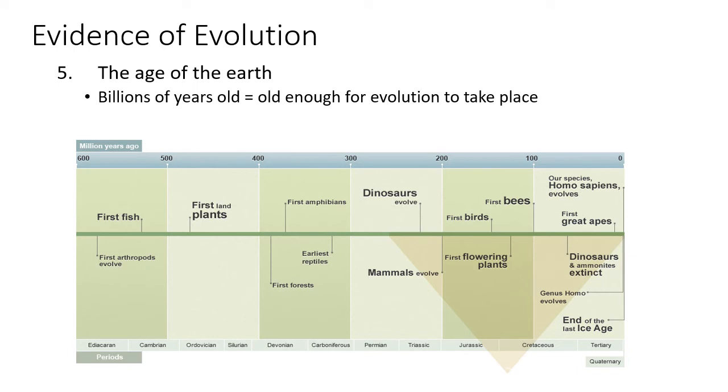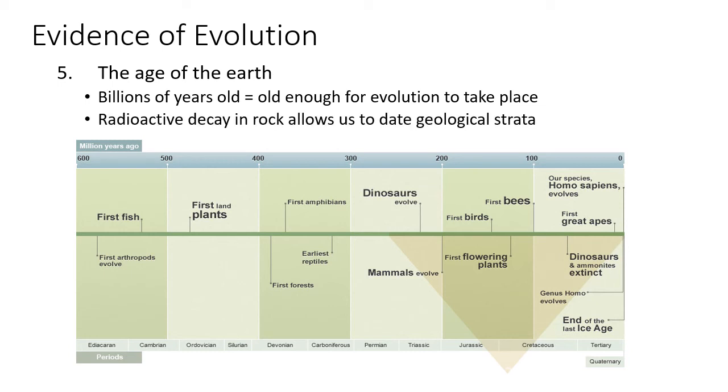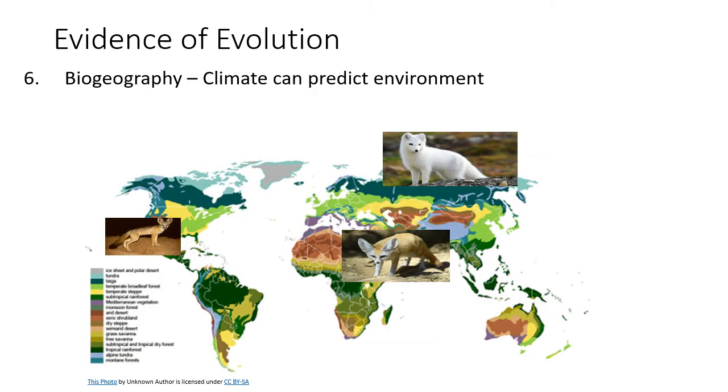The age of the Earth has been shown to be billions of years old, and that has been done through radiocarbon and other elemental dating, where we can look at the half-life of radioactive decay of elements in different minerals and geological structures to determine how old different parts of the Earth are. And again, it's shown to be billions of years old, enough for evolution to take place.